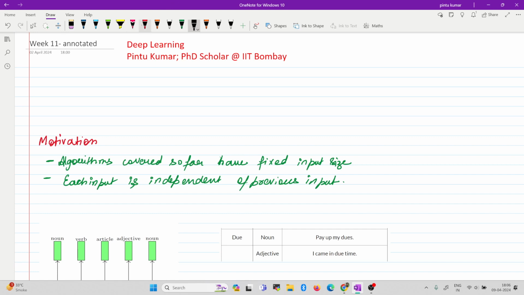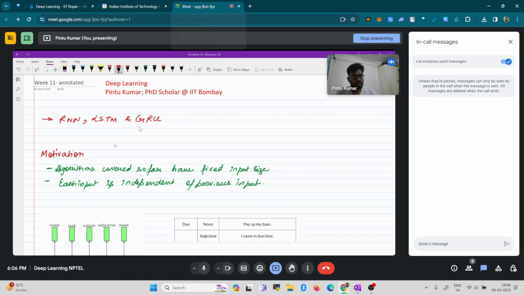So the topics that I plan to cover today include sequential methods, RNN, and towards the end we'll also look at LSTM and GRU. Okay, so this is the plan for today.